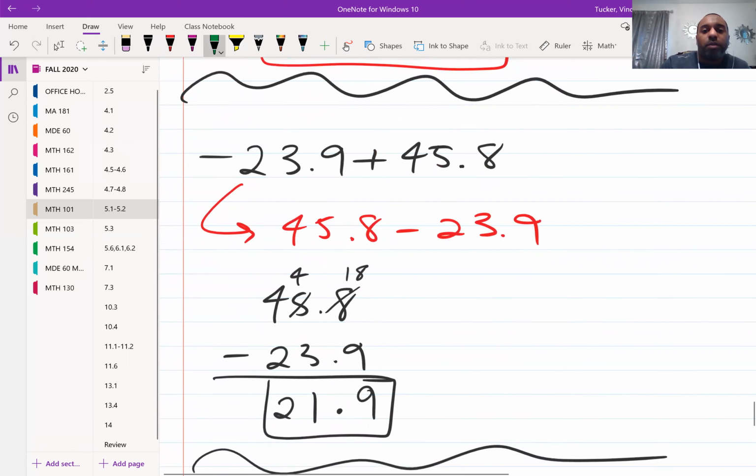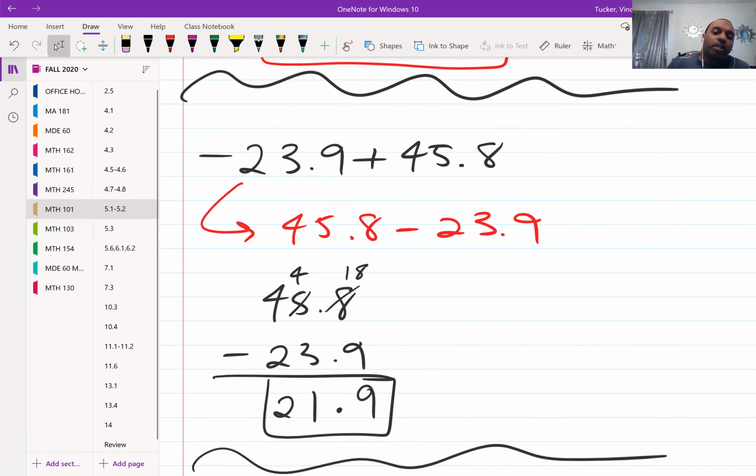Okay, so here we're just looking at sign numbers. If I have negative 23.9 plus 45.8, that's the same thing as 45.8 minus 23.9. As long as your 45.8 is positive and your 23.9 is negative, you still have the same equation or the same relationship as far as going to calculate.